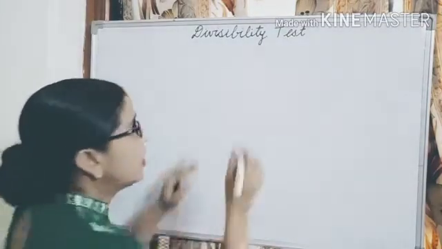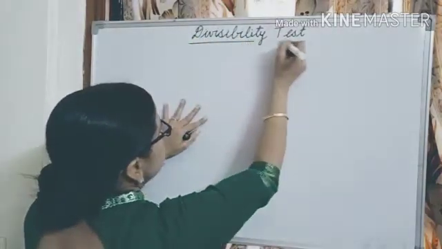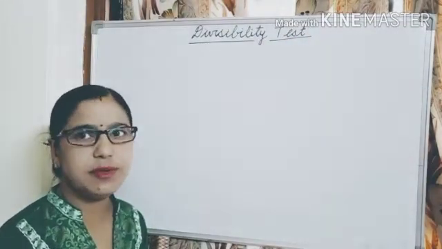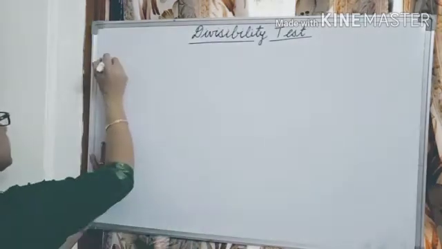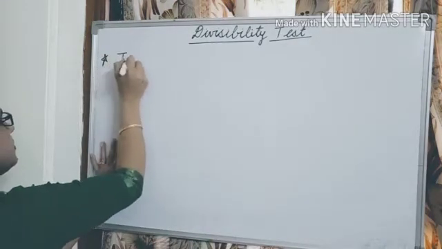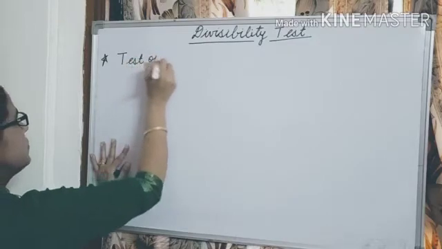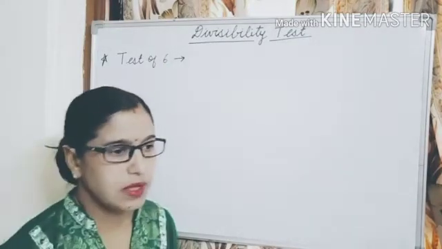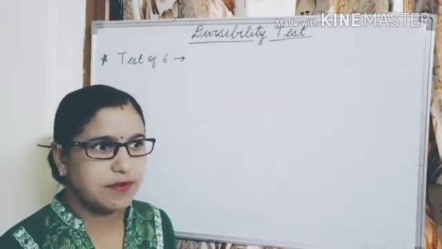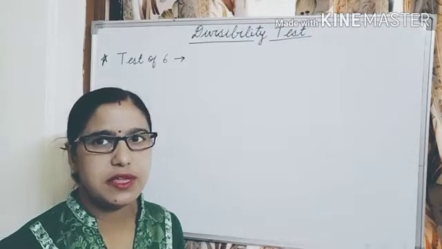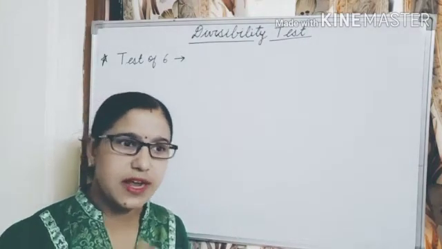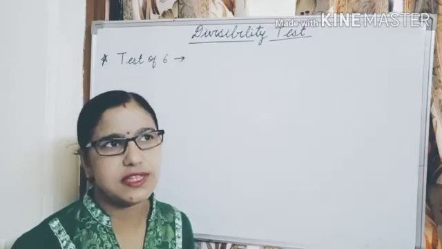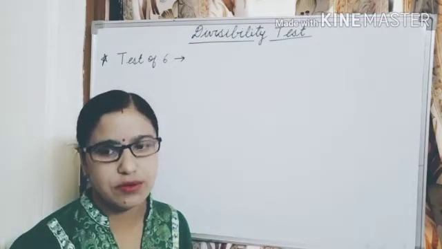Divisibility test. Up to 5 numbers we have done. Today we are going to start our next divisibility test, that is for number 6. Test of 6. For test of 6, what you have to do? You have to check if any number is coming in the 2 table and also in the 3 table, then that number will be divisible by 6. This is the condition for divisibility test of 6.